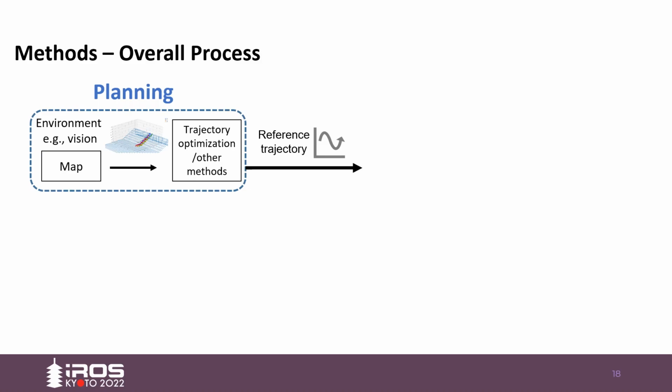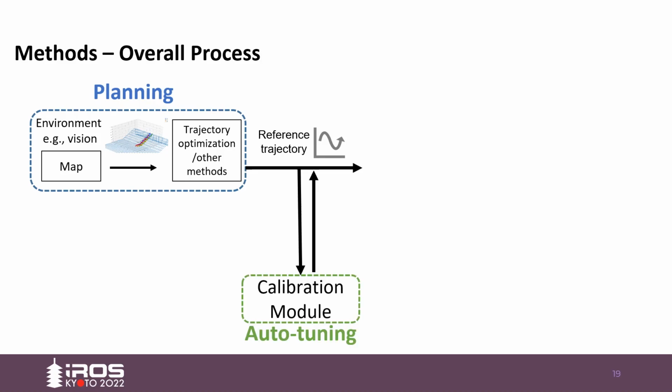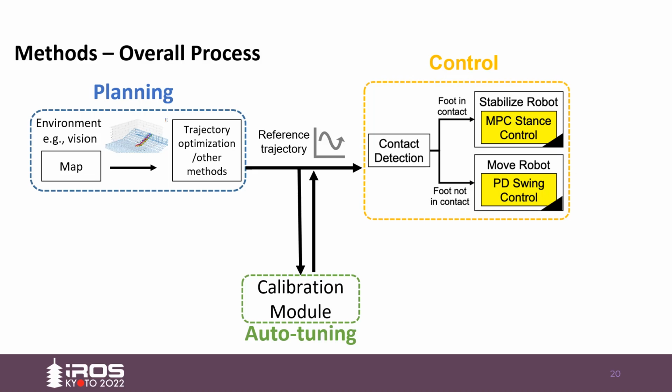This trajectory may be calculated using complex TO methods or very simple methods as we do in this paper. This reference trajectory is then modified using our auto-tuning method based on our specified training objectives. The reference trajectory is also sent to a control module, which consists of a standard MPC stance controller when the foot is in contact and a PD swing controller when the foot is not in contact.